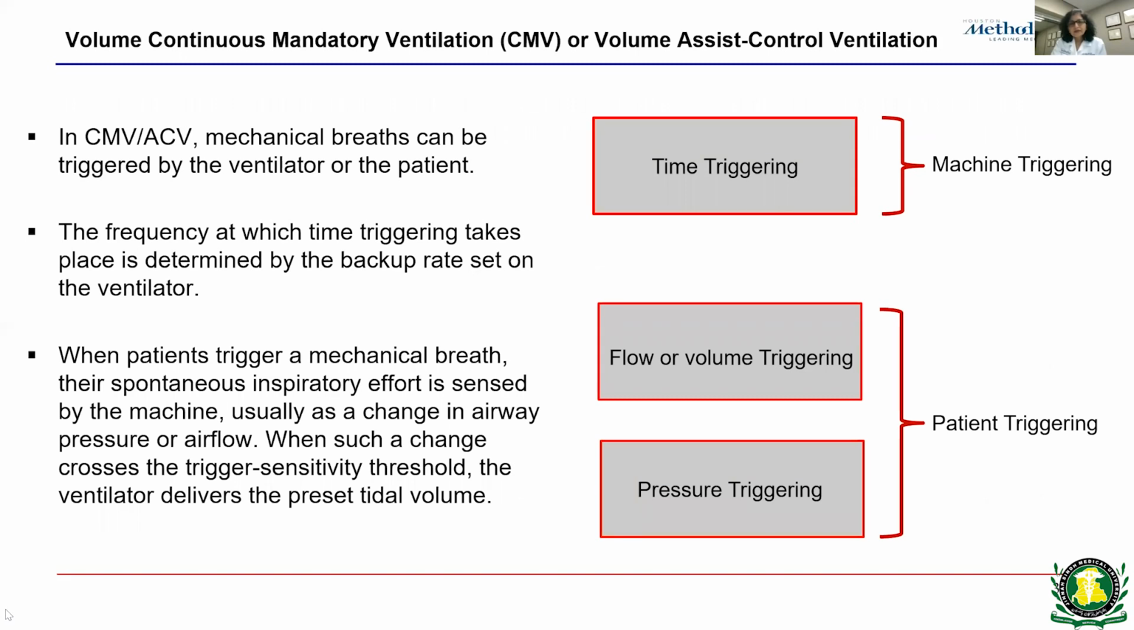In CMV or assist control, mechanical breaths can be either triggered by the ventilator or by the patient. The frequency at which time triggering takes place is determined by the backup rate set up on the ventilator, and this is called time triggering. When the patient triggers a mechanical breath, their spontaneous inspiratory effort is sensed by the machine, usually as a change in either airway pressure or in air flow. When such a change crosses the trigger sensitivity threshold, the ventilator will then deliver a preset tidal volume.